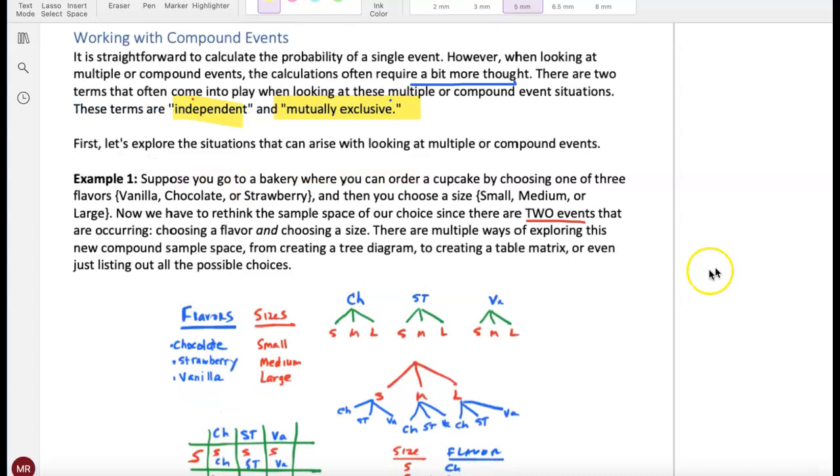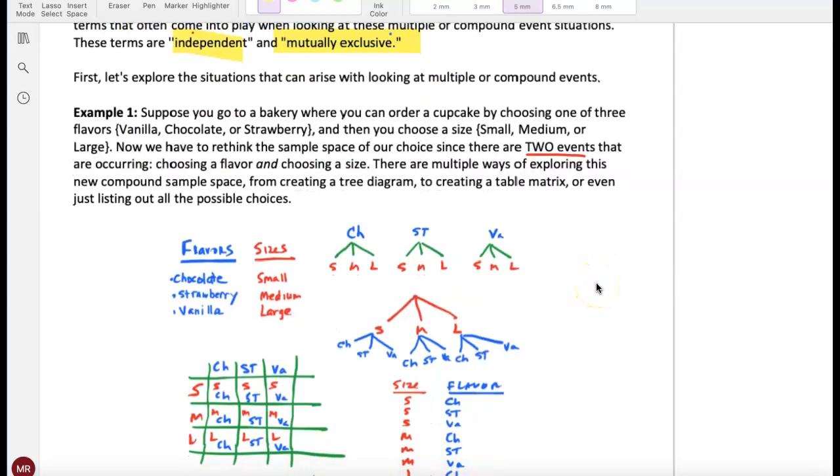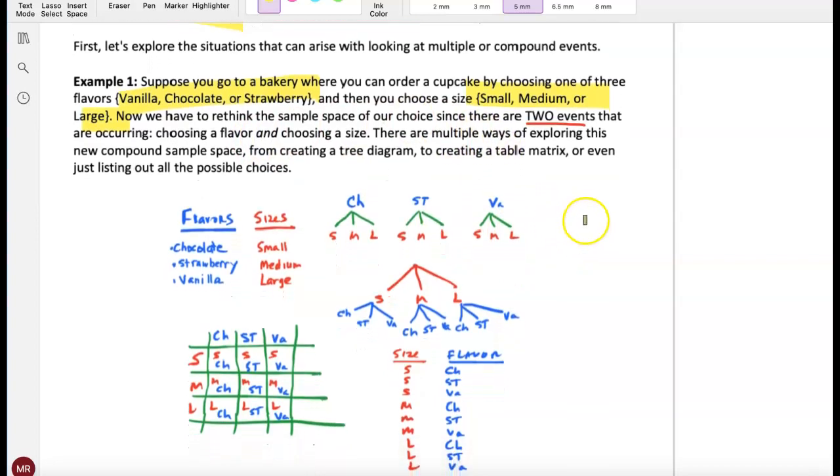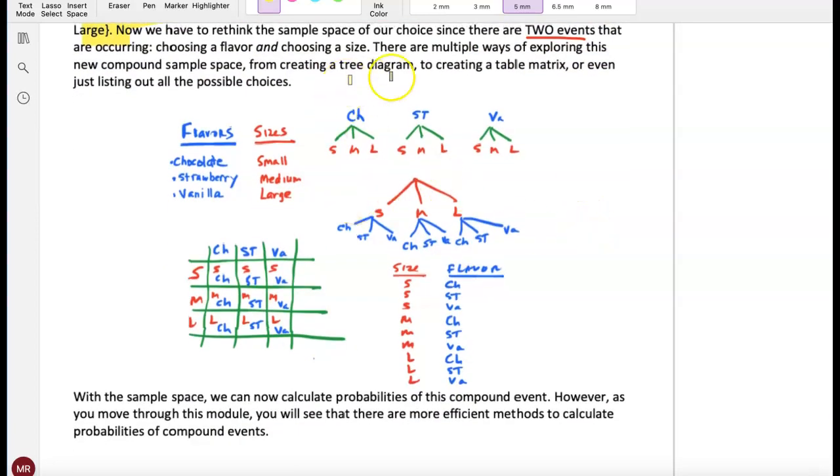So here's an example of compound events. Let's say you're going to a bakery, and you're going to order a cupcake by choosing one of three flavors. There are your three flavors. And then you're going to choose small, medium, or large. So think about the sample space, since there are two events occurring here. You're going to choose a flavor and then choose a size. So there are multiple ways to think about what this sample space is.